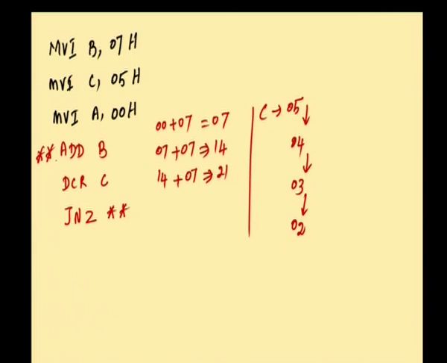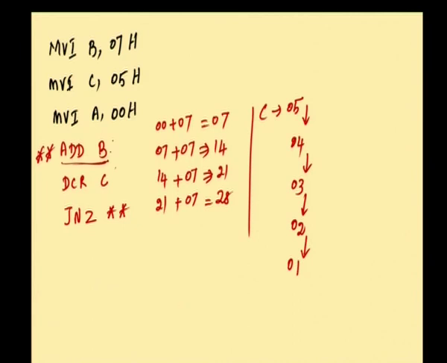So, again move to this instruction here. So, add B. Add B is 07 with the previous accumulator value 21. So, now the result is 28. Now, move to the next instruction, which is DCR C. So, which is reduced to 01. It is not a 0.